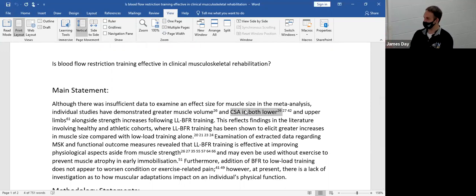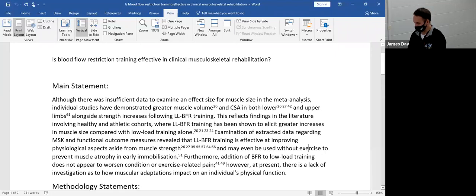We need to address that in our paper because we want to know, yes, is it effective? But the answer is always going to be, it depends, right? That's always the answer to every question. It depends. So there are other sorts of statements that can go in there.